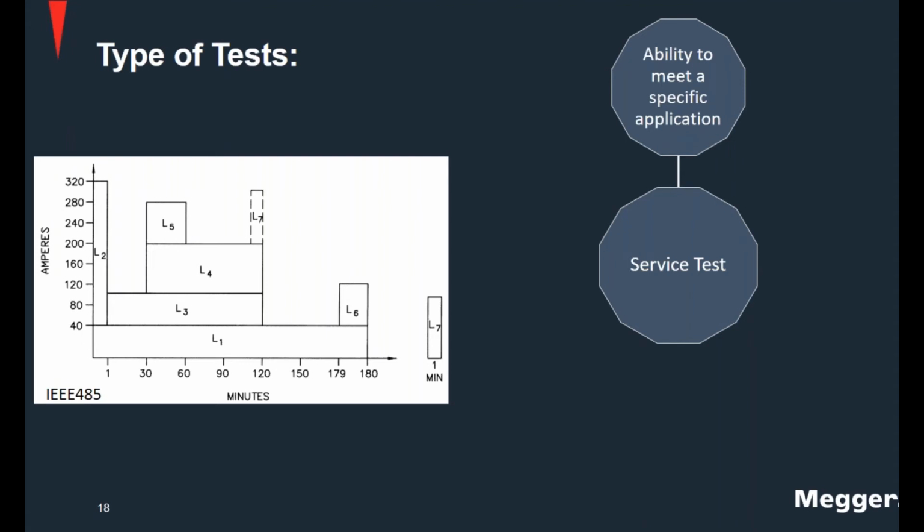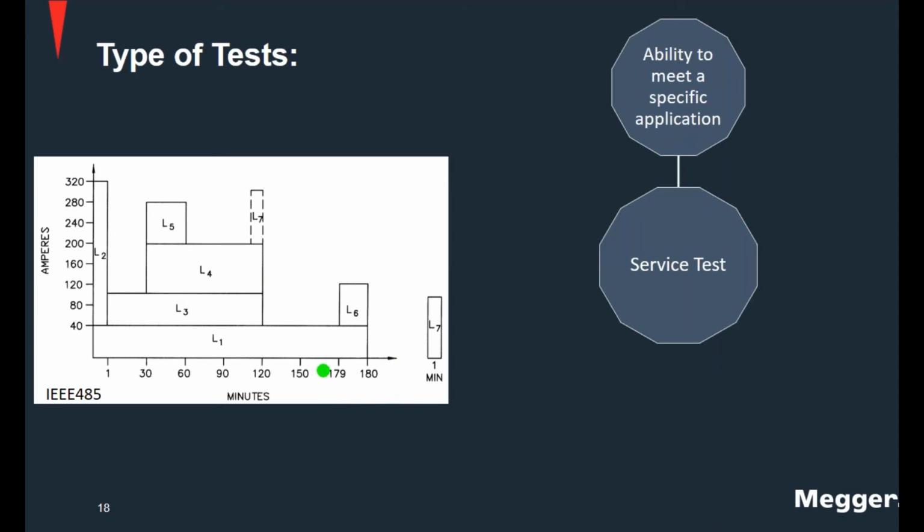And in this case, you can see that in the very first minute the battery is going to be delivering a certain amount of current, and then from minute 1 to minute 30 it's a different amount of current, and then from 30 to 60 a higher current. So you want to mimic all of these, and the battery should go to the end of this duty cycle, in this case 180 minutes, without reaching the minimum voltage.